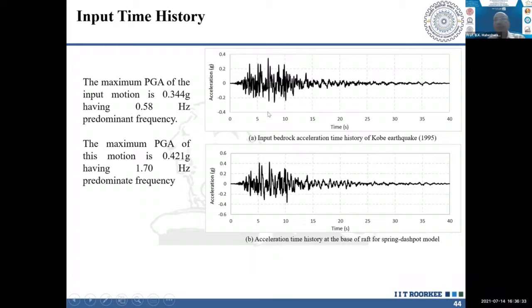So the motion considered here is input bedrock acceleration. Kobe time history has been considered here. You could see that the maximum PGA is 0.344g and the predominant frequency is 0.58 Hz. But when the soil motion comes at the ground level, this jumps to 0.421g and 1.7 Hz.